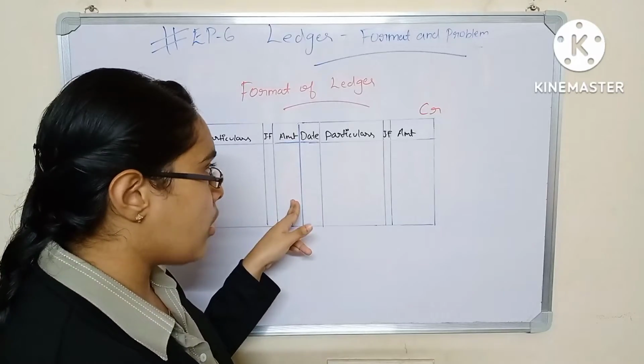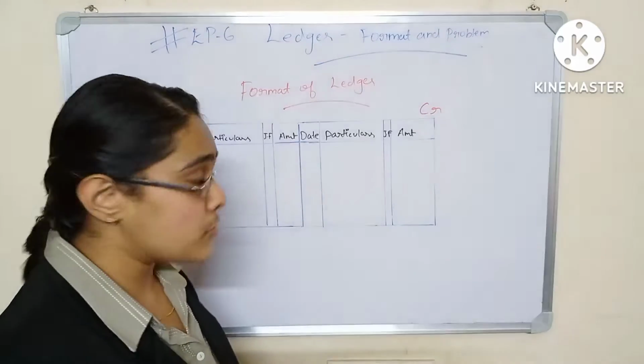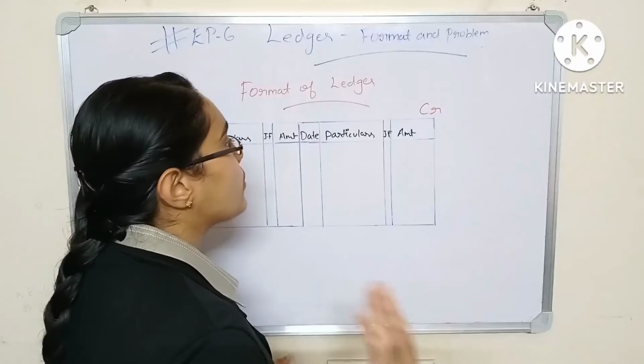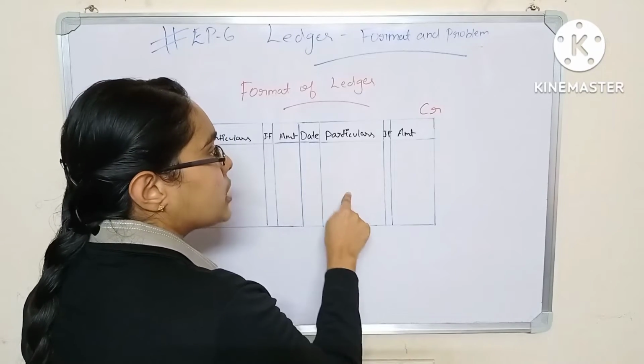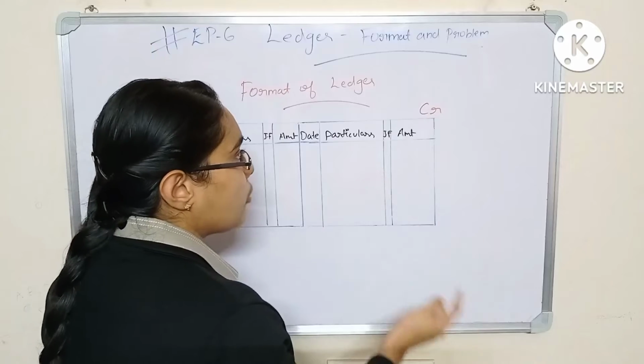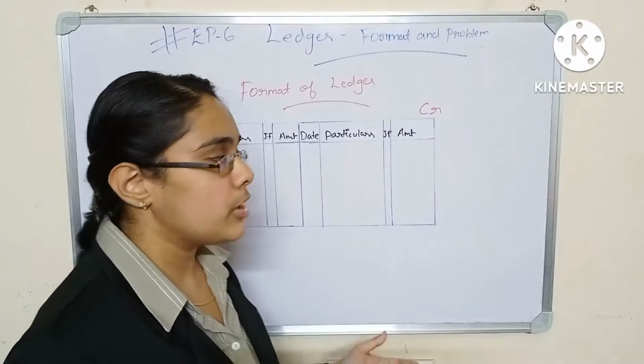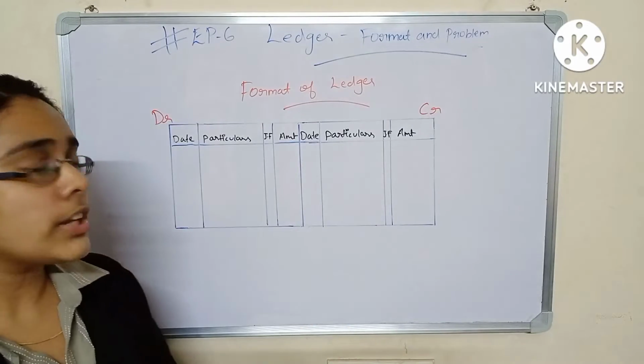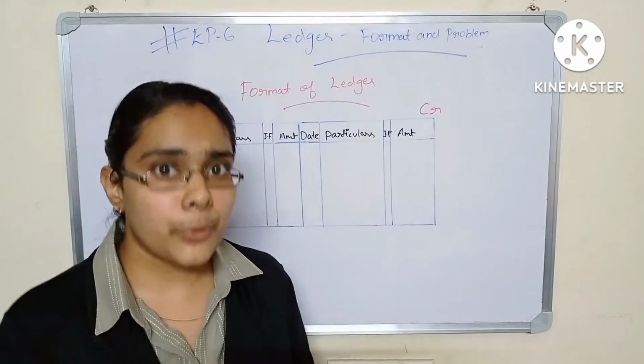Now we have the amount column for recording the amount of the transaction. Then the same thing repeats on the right hand side or the credit side: the date column, particulars column, JF, that is journal folio, and the amount column. So this is the format of the ledger account. Now let us quickly move on to the problem.